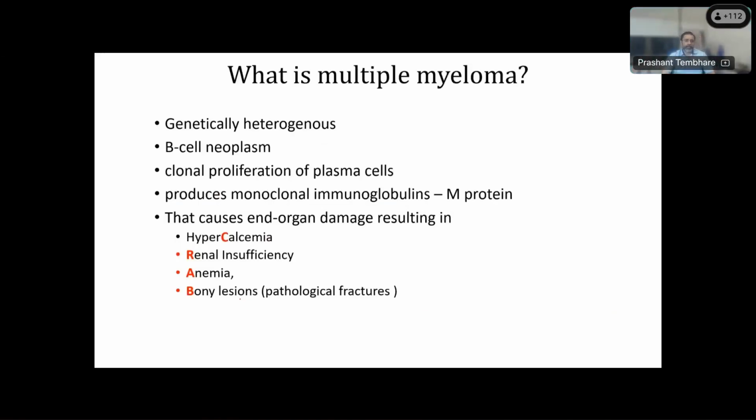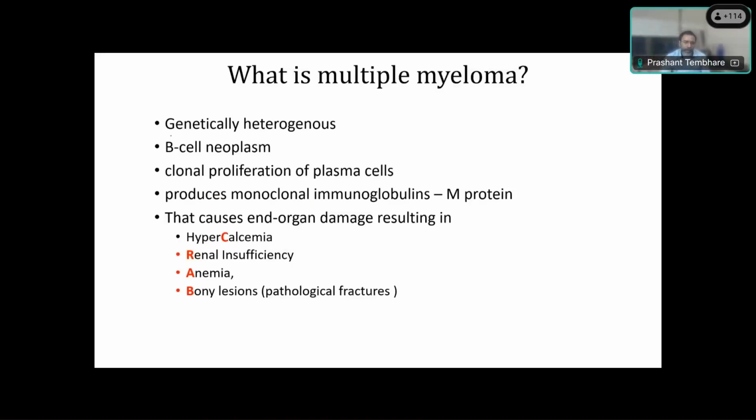Okay. So as I mentioned, let's discuss. It's a genetically heterogeneous disease. There are multiple genetic abnormalities. You can read in detail. It's a B cell neoplasm. It's a clonal proliferation of plasma cells and produces monoclonal M protein. Normally, a healthy person does not show any M protein. M protein is not detected in a normal person. Remember, M protein is always abnormal.